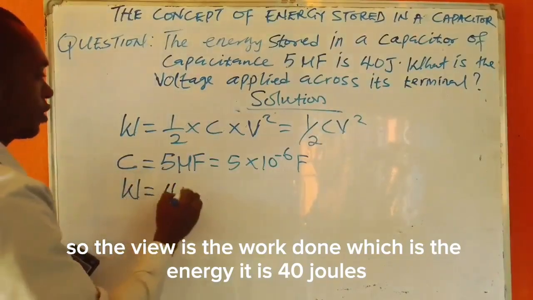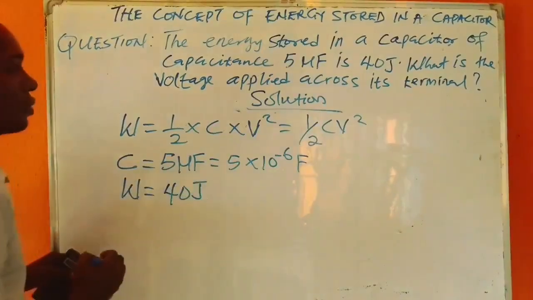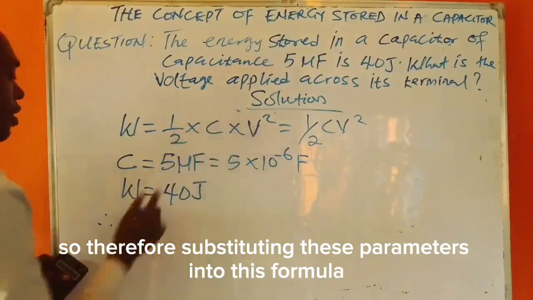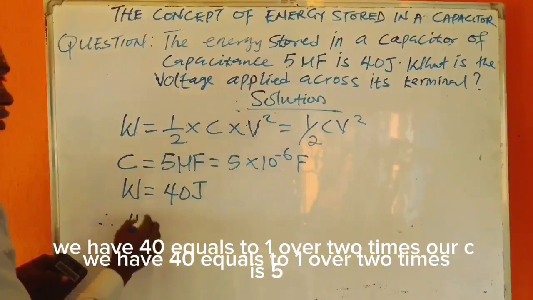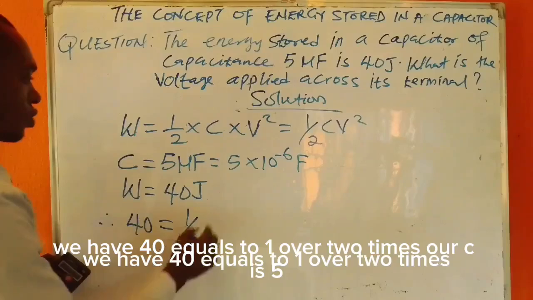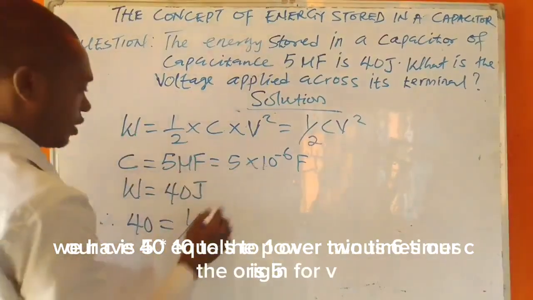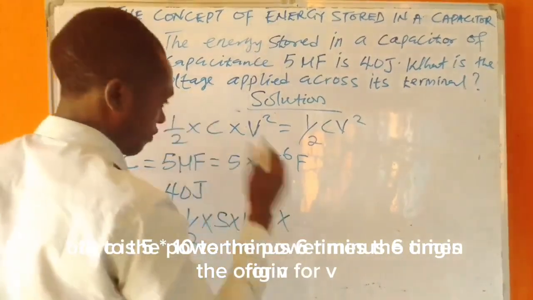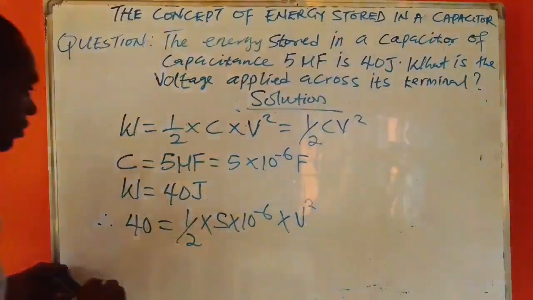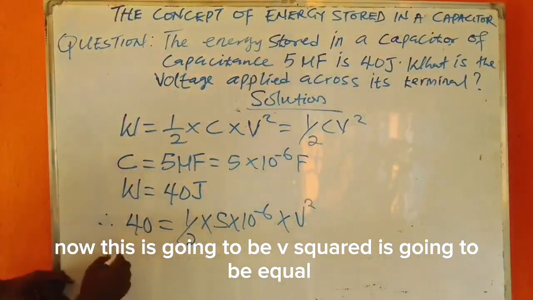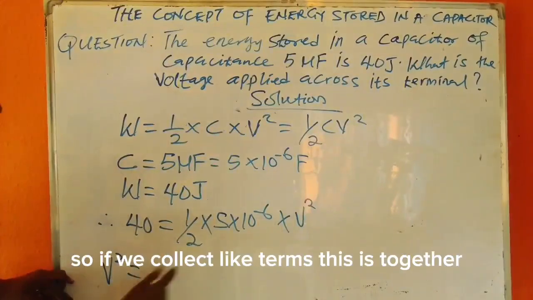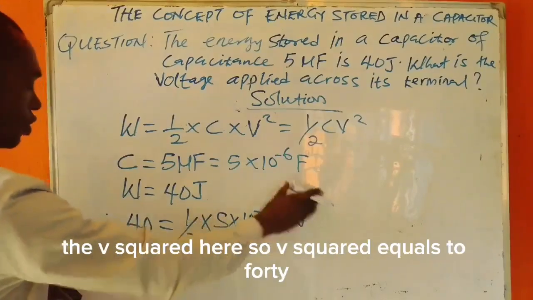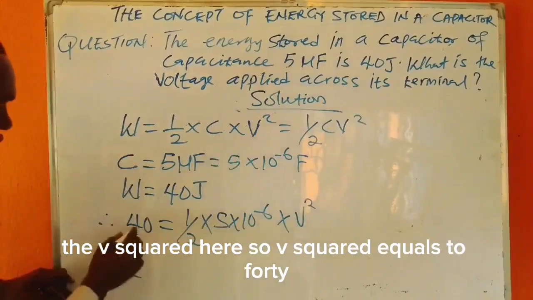It is 40 joules. So therefore, substituting these parameters into this formula, we'll be having 40 equals 1 over 2 times our C, which is 5 times 10 to the power minus 6, times, we're looking for V, so we have V squared. Now, if we collect like terms, we are dividing both sides by what is attached to the V squared here.